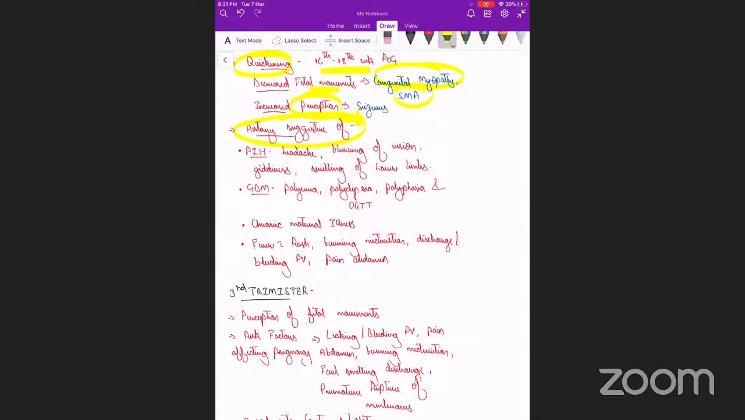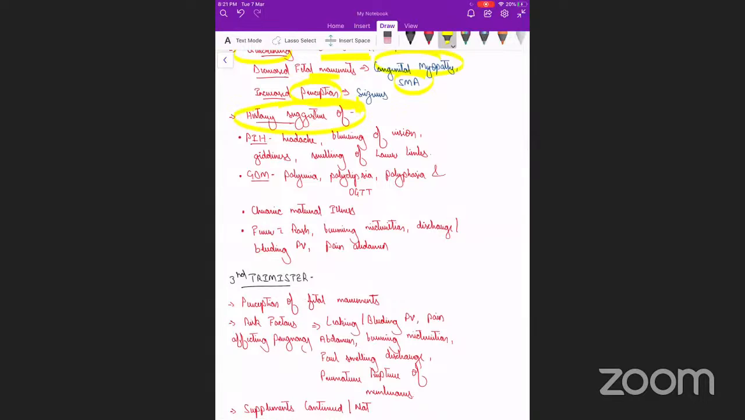So what are the maternal illnesses that occur usually during the second trimester? One is pregnancy-induced hypertension. This can include headache, blurring of vision, giddiness, swelling of lower limbs. So these are the symptoms which you will ask for. Next is the GDM. This can be polyuria, polydipsia, polyphagia, and OGTT, that is the oral glucose tolerance test, that is done at 22 to 24 weeks.